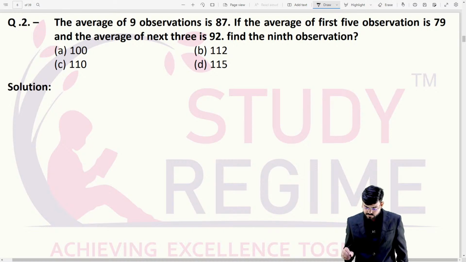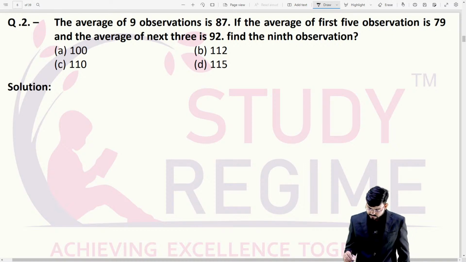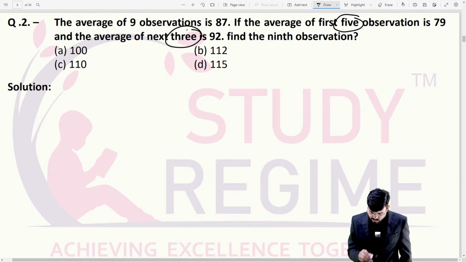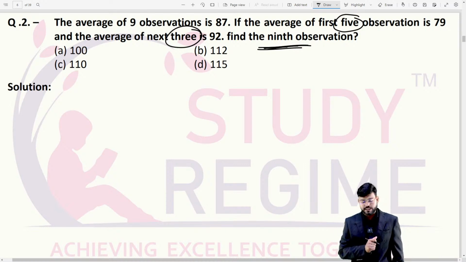If the average of the first 5 observations is 79 and the average of the next 3 is 92, what is the 9th observation? What is given? The average of the first 5 observations, and the next 3 observations is 92. We have to find the 9th observation. Here the average is given for the 9 observations and you have to just find the 9th observation.